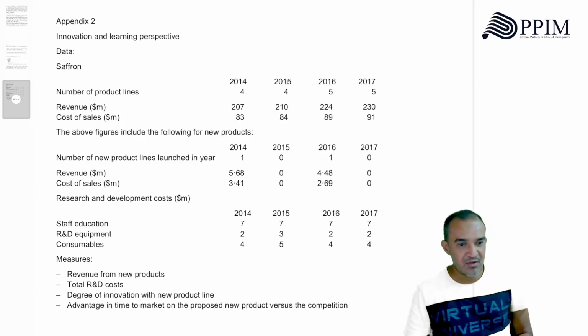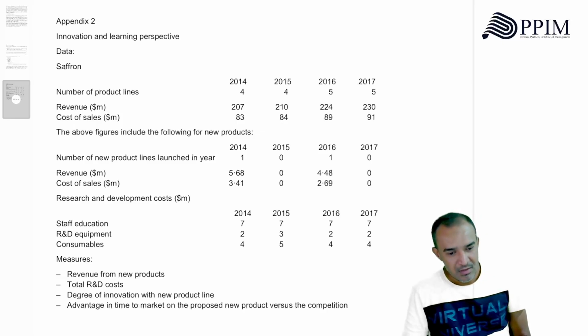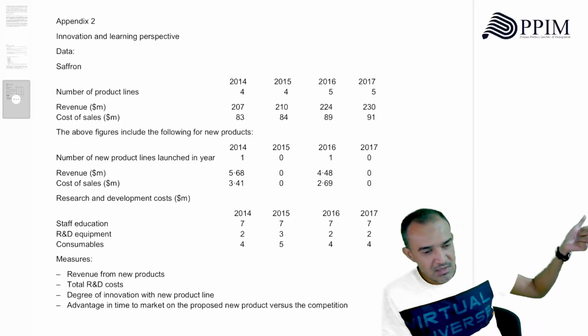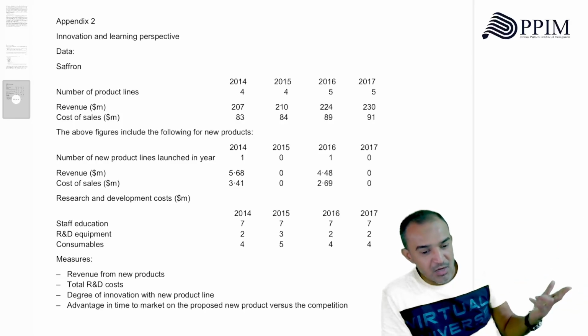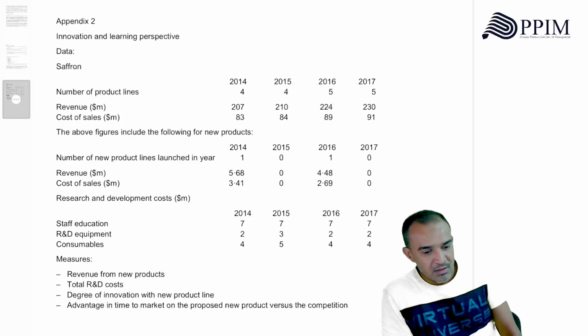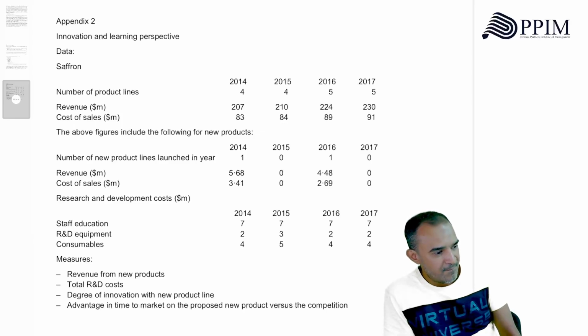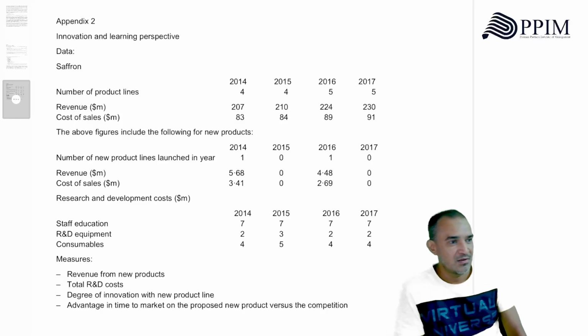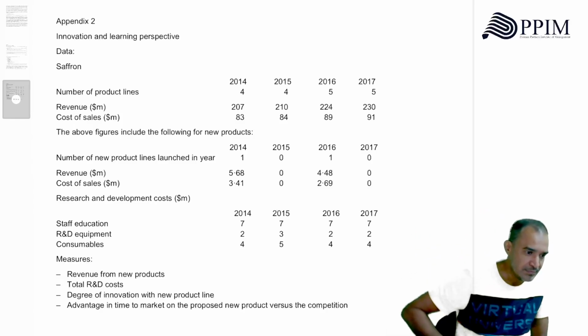Right. So our perspective is innovation and learning, isn't it? Revenue from new products, R&D, degree of innovation with new product line, advantage in time to market on the proposed new product versus the competition. Firstly, too many measures, isn't it? We have to limit it to 2.